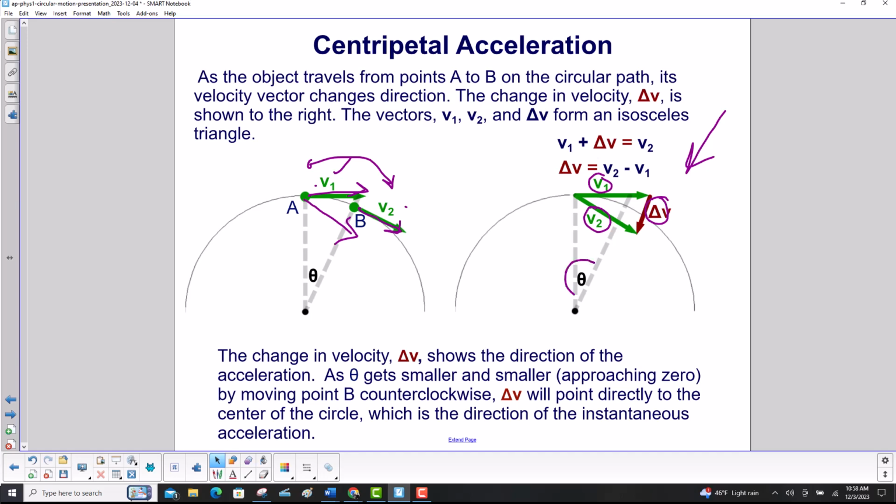As theta gets smaller and smaller, approaching 0, by moving point B, let's look at B again, and point A, we move point B counterclockwise there. Eventually, delta v will point directly to the center of the circle, which is the direction of the instantaneous acceleration.